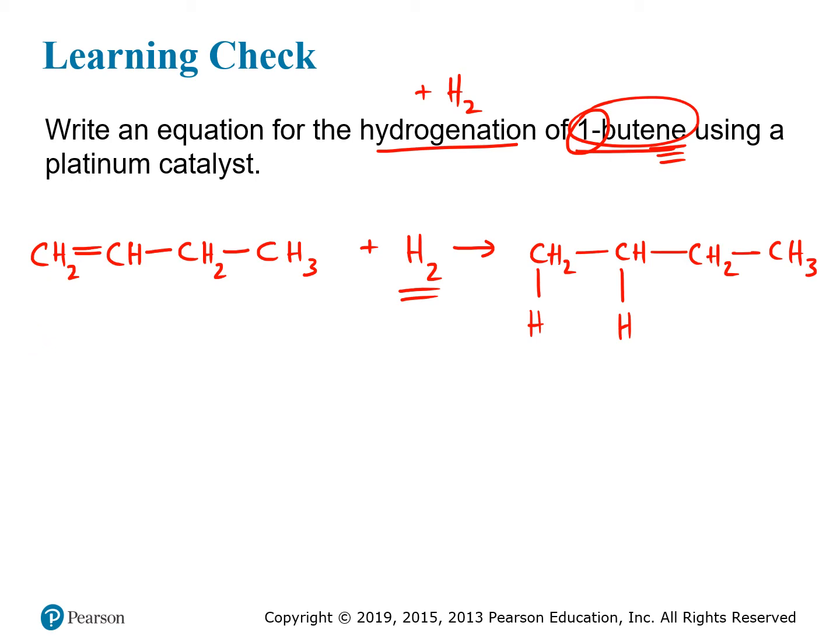So this is the overall reaction, the hydrogenation of 1-butene. It turns into butane. Again, we could take this structure and reduce this down so that we have 3 hydrogens here and 2 hydrogens here. And that might make it a little bit more clear that it's just a simple alkane, butane.